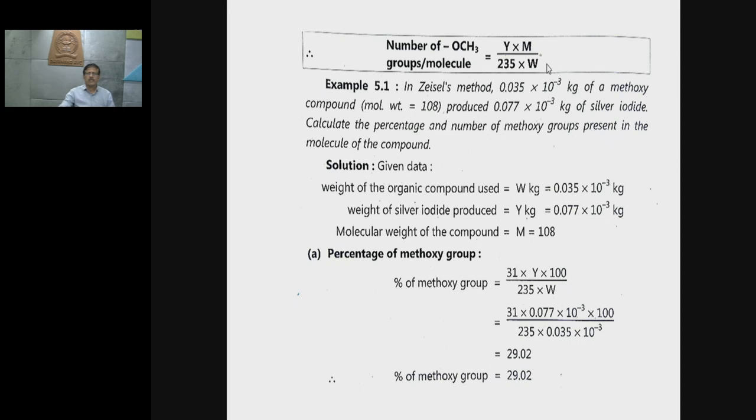In this way we can also calculate the number of methoxy groups. We know the value of Y, 0.077 into 10 raised to minus 3. We know the value of M, that is 108. We know the value of W, that is 0.035 into 10 raised to minus 3. After solving, we get two methoxy groups in this compound. So in this way, by using Zeisel's method for the estimation of methoxy group, now we know the procedure, and from this procedure we can calculate the percentage of methoxy group in the given compound and the number of methoxy groups per molecule in the given compound.